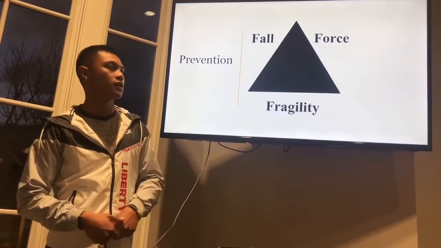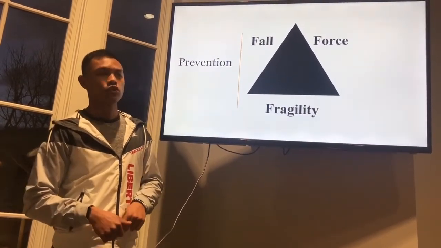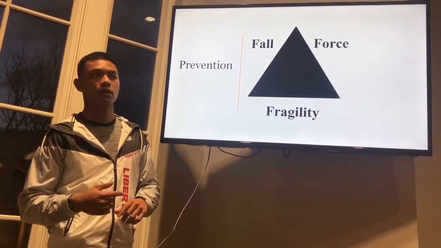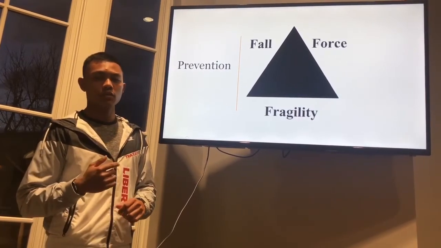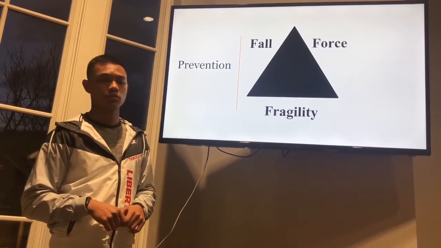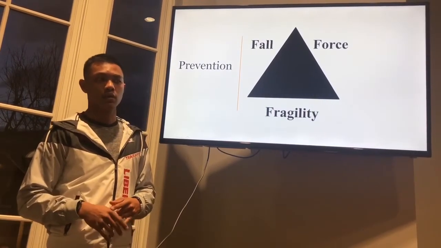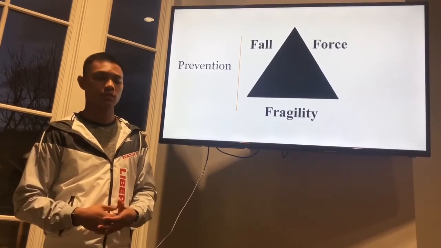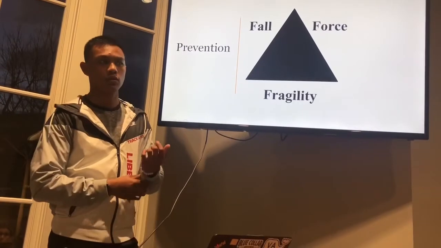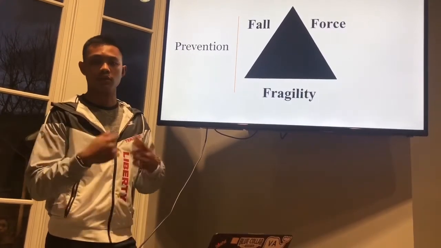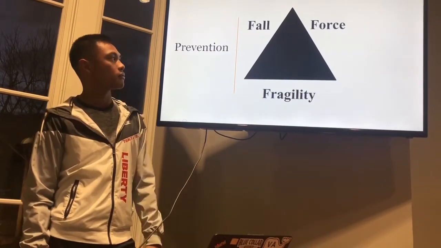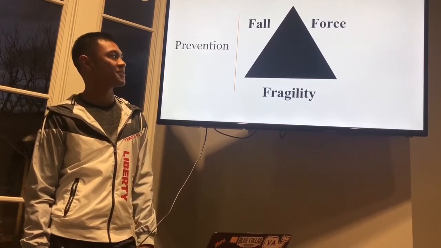The fragility depends on how fragile the bone is. That's important because most elderly people and young children who are still developing have more fragile bones. Also, each bone has a different fragility level. The femur would be a little stronger than, let's say, your radius or your fingers. But yeah, this is the fracture triangle.